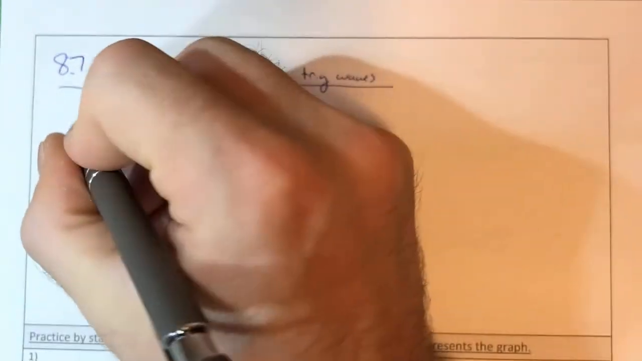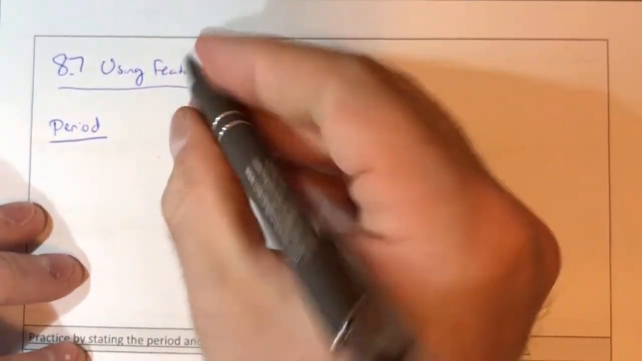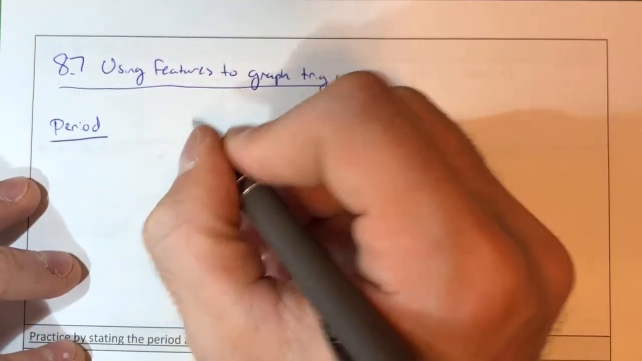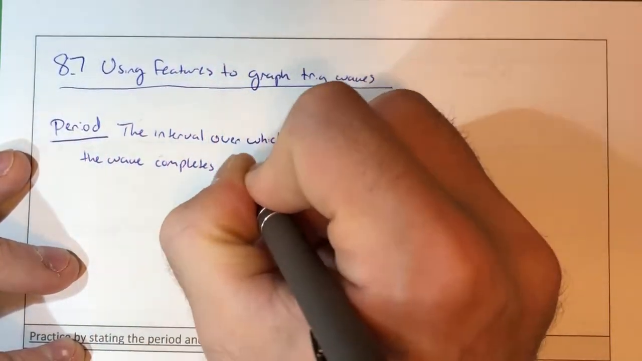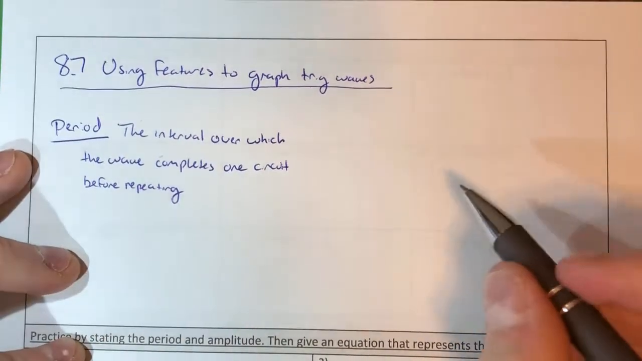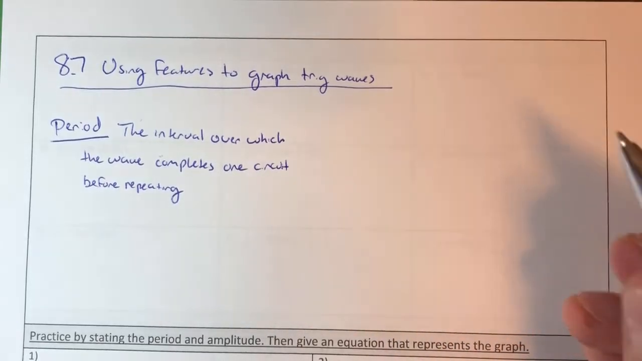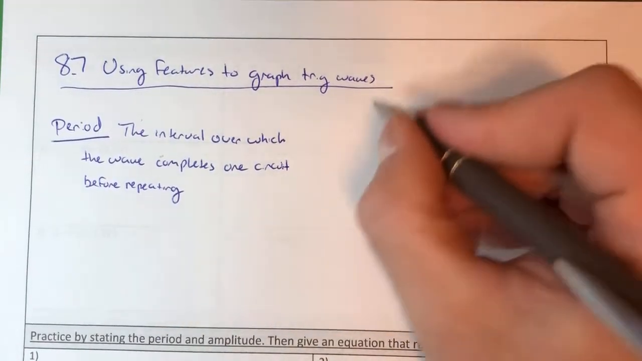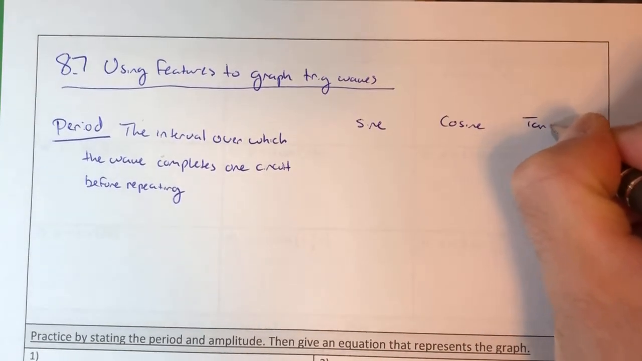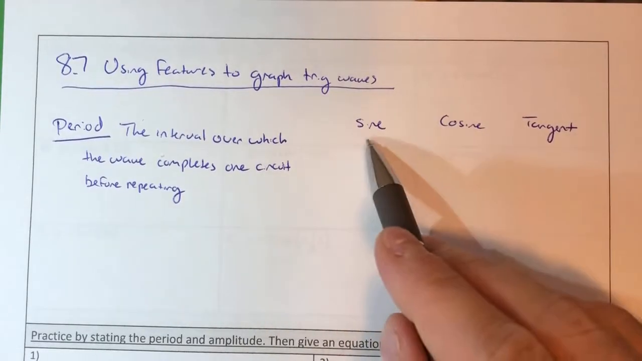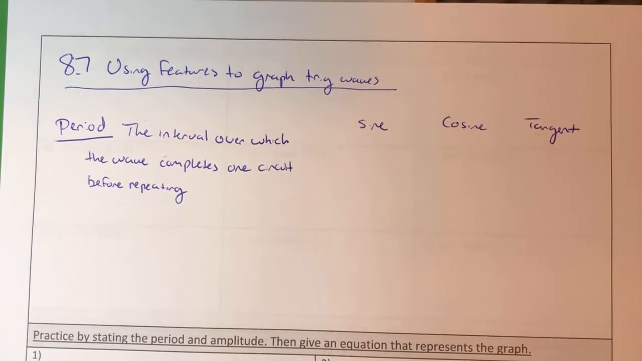The first feature we're going to be using is what we call a period. And the period is the interval over which the wave completes one circuit before repeating. And we're going to look at those for the three trig functions that we have: a sine wave, a cosine wave, and a tangent wave. And albeit we're only going to be graphing sine and cosine today, we're still going to write down the generalized rules for tangents just for future lessons.